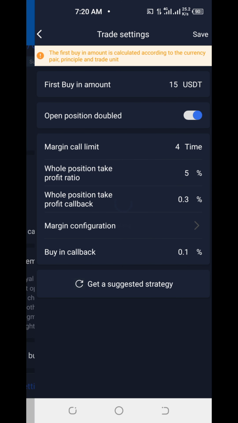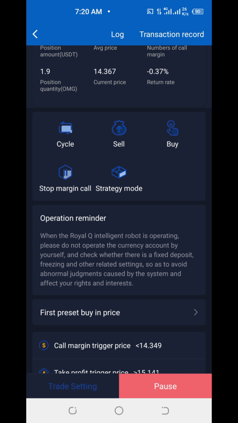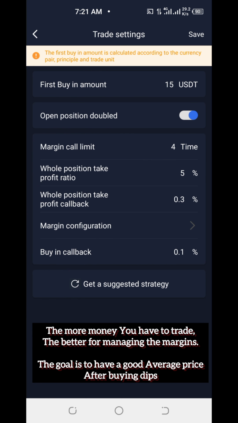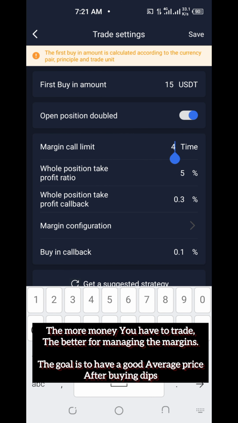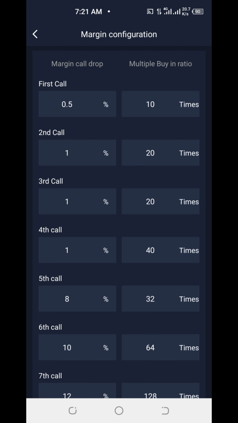So let me save this first. So there we have it. Our first call is going to buy for me when it gets to 14.349. That's where it's going to buy me my first call, then second call, and third call, and so on and so forth. All right, so let's go back to the trade settings just one more time. Now I want to do 8 calls. Now what is that 8 call for? That's for emergency, in case anything happens. So remember, we have used 3.5 for our first to 4th call.